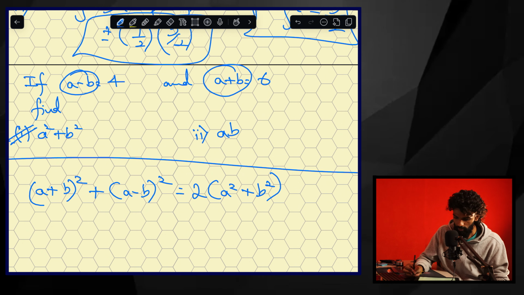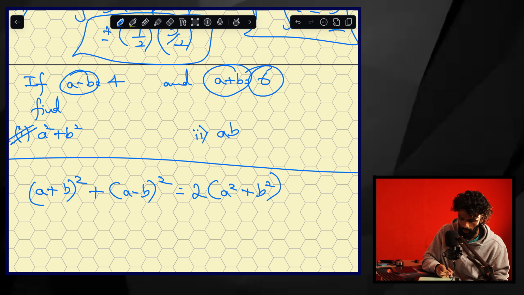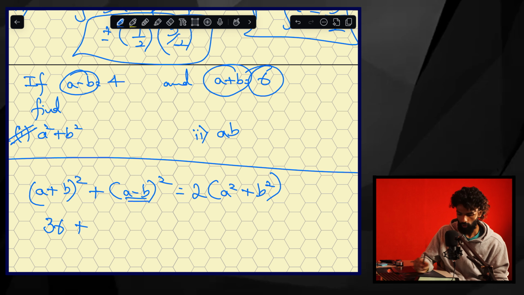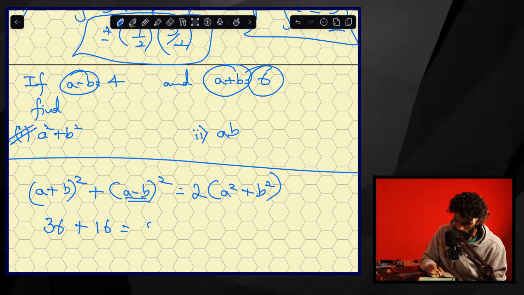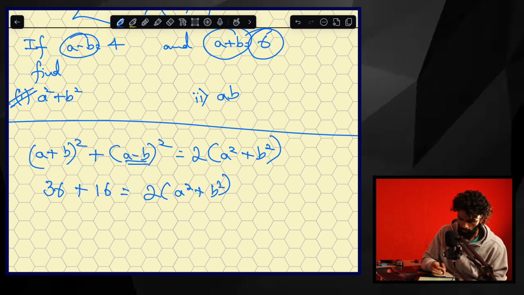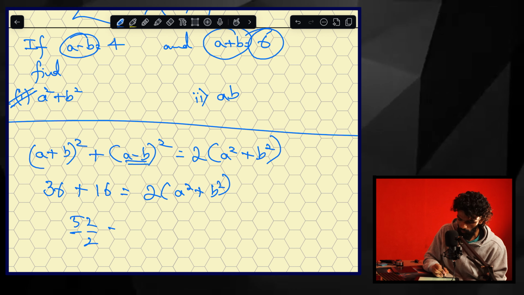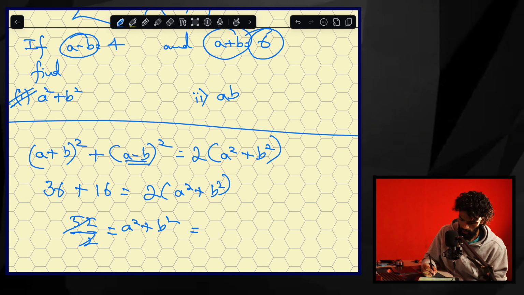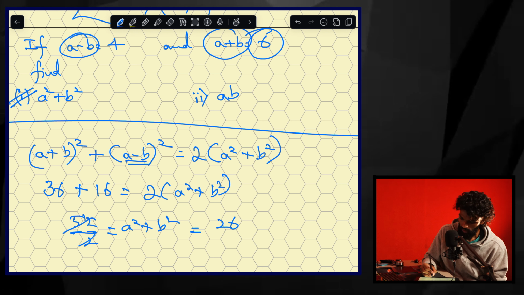Do we know the value of a plus b? Yes, given to us in the question, 6. 6 square I'll do directly, 36, plus a minus b given to us in the question, 4. 4 square is 16. Done. Equals 2 into a square plus b square. Left hand side, 36 plus 16 is 52. 52 by 2 will be the answer for a square plus b square. The 2s get cancelled. The answer is 26 for the first one.